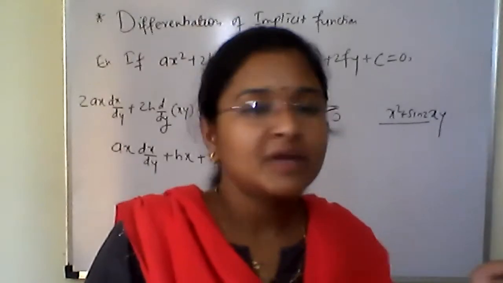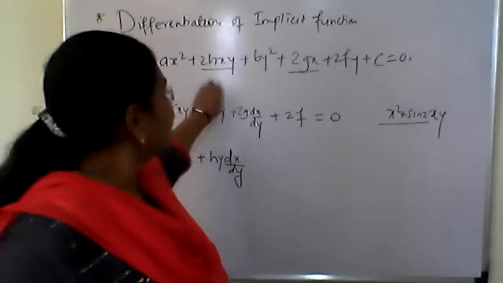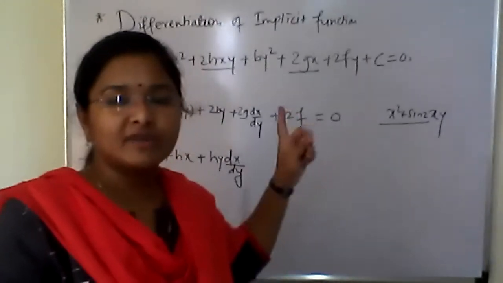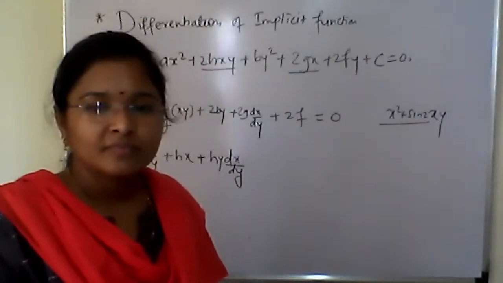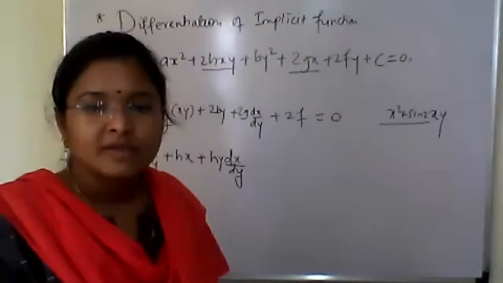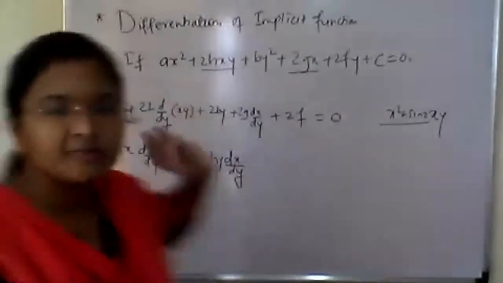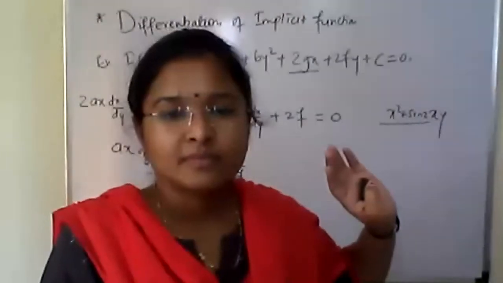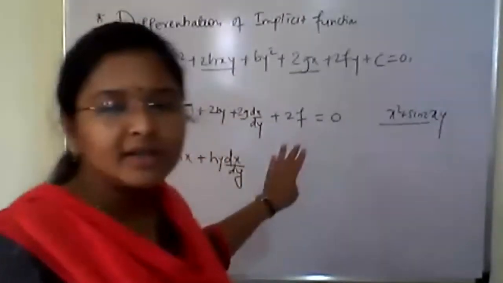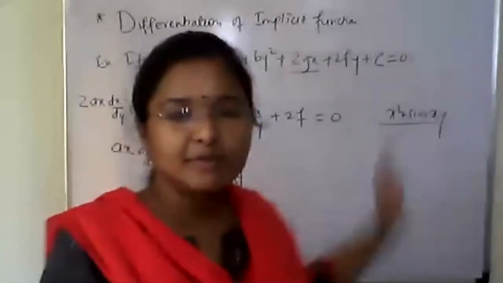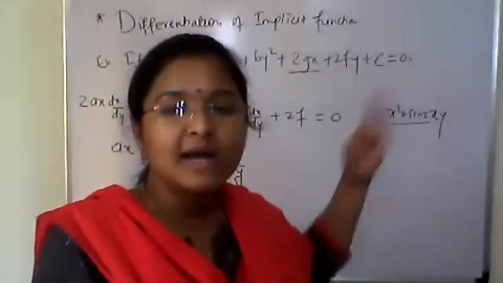I have taken an example here. I am differentiating this implicit function. This is the first example. Like you differentiated with respect to x, that only I am doing now. With respect to x, I have differentiated before this. Now with respect to y, I am differentiating.